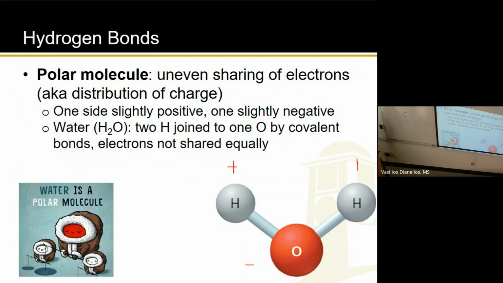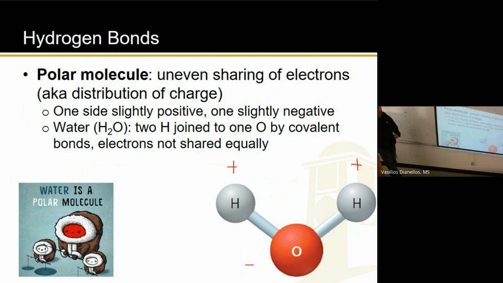charge. There's actually a particular symbol you're supposed to draw, because the oxygen is not fully negative, and the hydrogens aren't fully positive, but they're partially negative and partially positive, because again, the electrons are not shared equally. The electrons want to be near the oxygen.